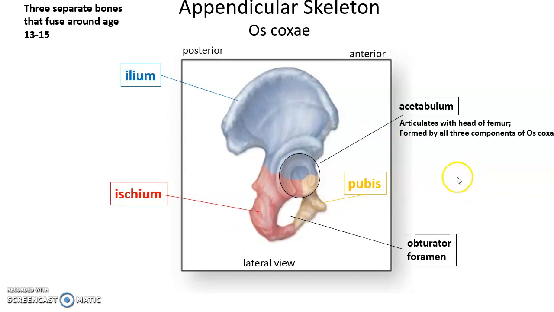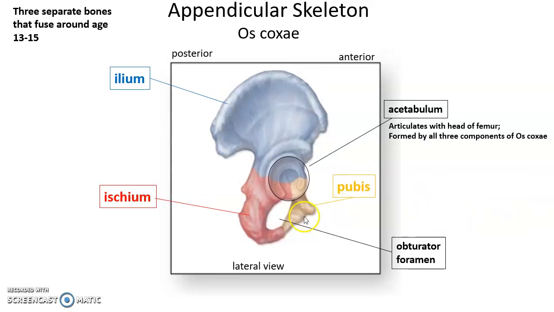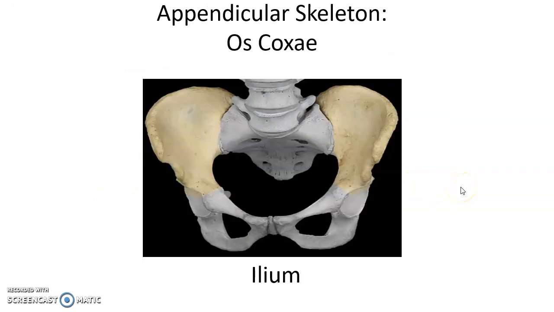Also can see a couple of important surface features to the os coxae. We have this big opening called the obturator foramen. And we also have this large depression known as the acetabulum. Acetabulum articulates with the head of the femur to give us the hip joint.